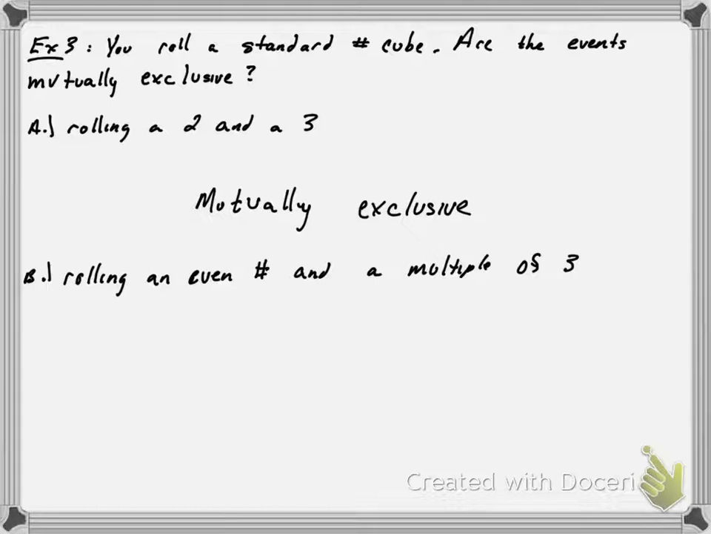What about rolling an even number and a multiple of 3? Well, if I roll one roll, think about even numbers. 2, 4, 6 would come on the die. What about a multiple of 3? Well, even numbers are 2, 4, and 6. Multiples of 3 are 3, 6, 9. We'll see how they both have something in common here. So one could happen, they could both happen, so not mutually exclusive.